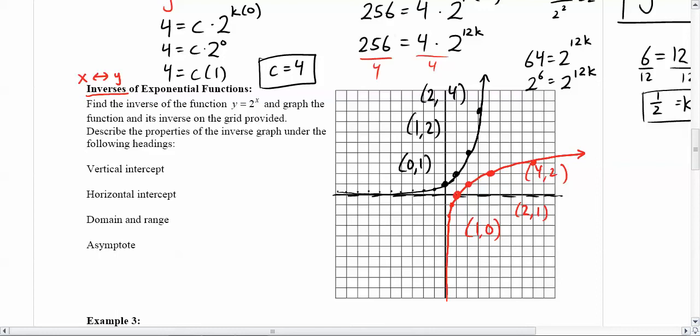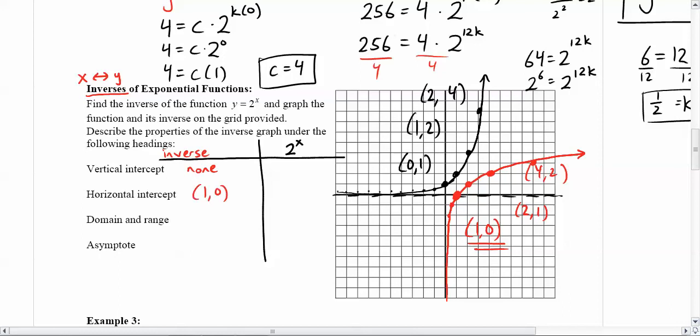So here I'm going to write 2 pieces of information. First, we'll write the information about the inverse, and we'll compare that to the information about 2 to the x. So my red inverse graph has a vertical intercept nowhere. It'll never cross the y-axis. The horizontal intercept is 1, 0.